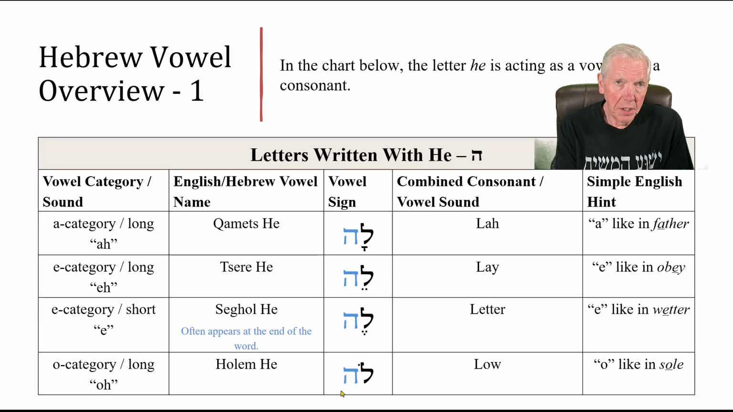Now, one advantage to reviewing the Hebrew vowel letters is that you can see on the screen, for example, in that very first row, I have the vowel category and the sound.